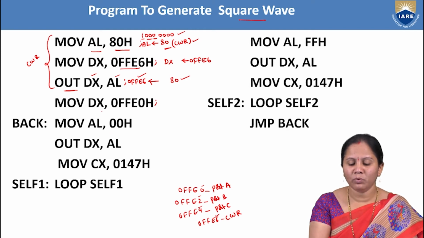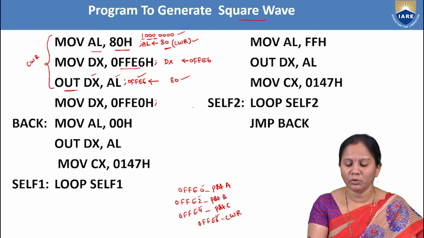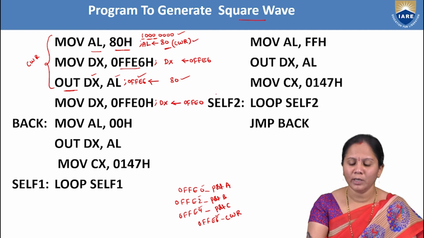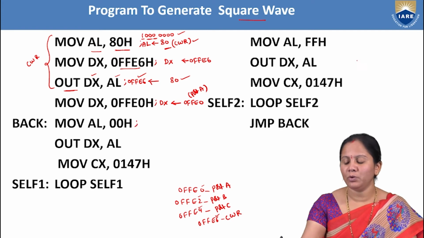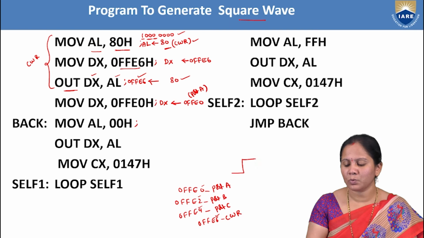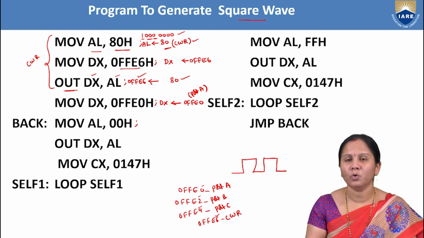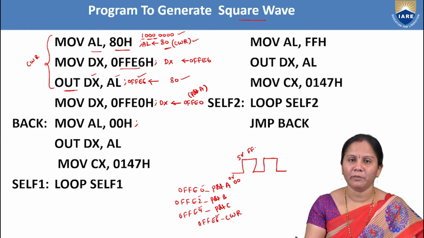So that is why MOV DX, 0FFE0. That means 0FFE0 will be moved into the DX register. Okay, so this is the port address of port A. And next, as we know, this is in order to draw the square wave. So it consists of 0 volts and 5 volts. As we have discussed, it is represented with 00 and it is represented with FF.